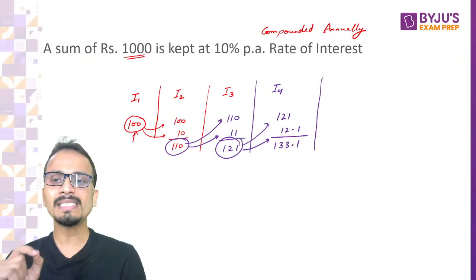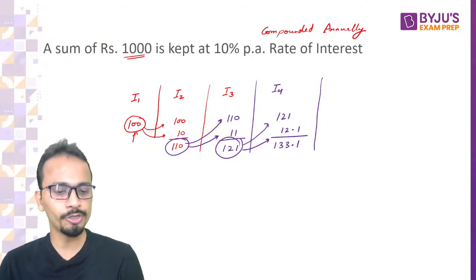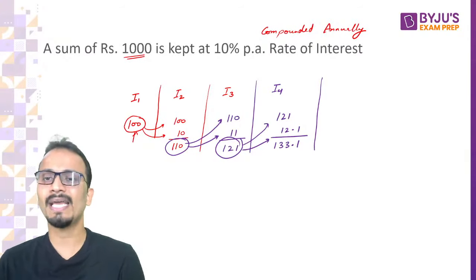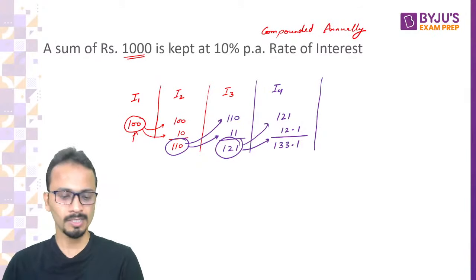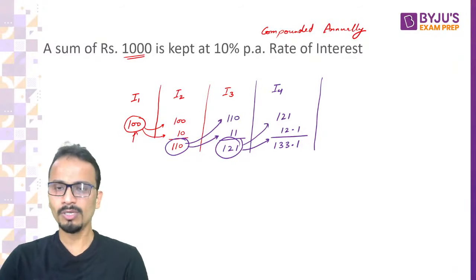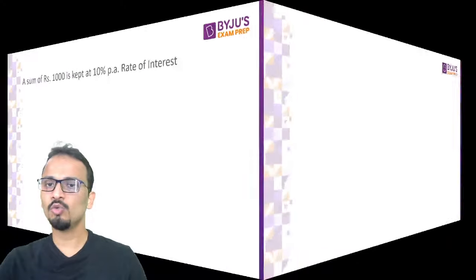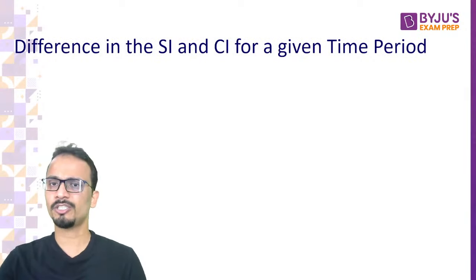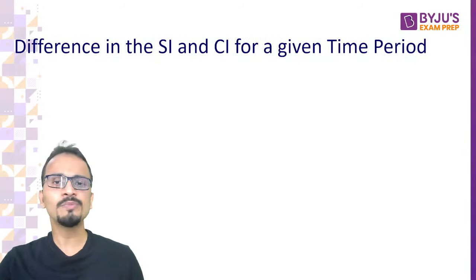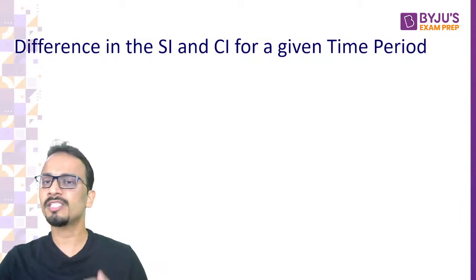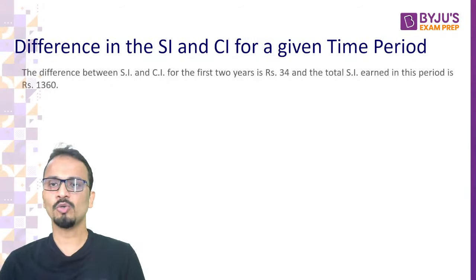To basically simplify a lot of questions when it comes to SI and CI. All right. Now, let's look ahead to one of the examples that is one of the favorite questions in these examinations, when the difference between simple and compound interest is given for a given period of time. So this is the question.